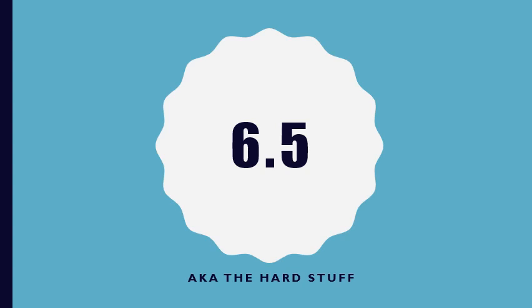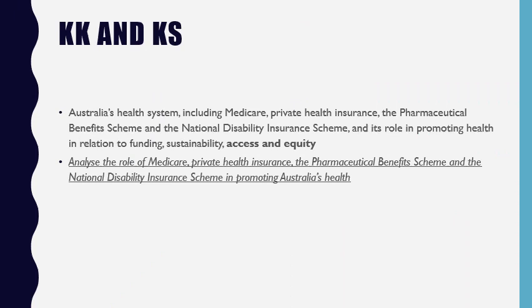Hi guys. I thought I'd make this video a little bit earlier than usual, just for one section of the upcoming SAC, which is chapter 6.5, and I like to call it the hard stuff. I think this key knowledge and key skills is the trickiest part of the SAC, so I'm just making it its own video. Alright, so the key knowledge and key skills for this is understanding stuff about Medicare, private health insurance, PBS, and NDIS. So you need to know some stuff about it in general.